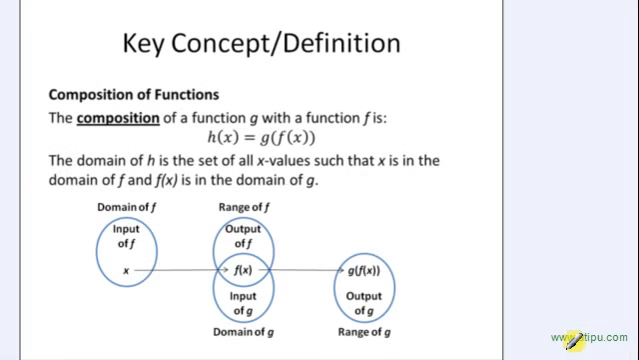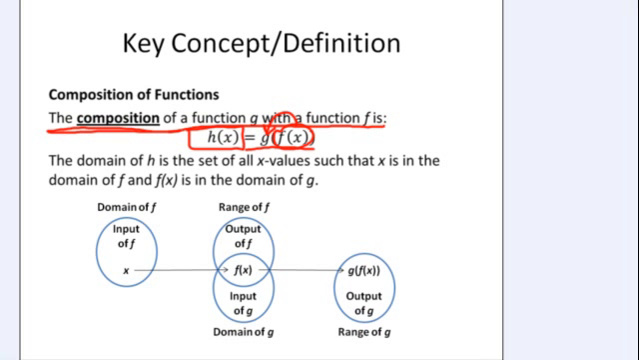A composition of functions is plugging one function into another. So a function g with a function f, well, the composition of a function g with a function f is g of f of x, where we're taking function f and plugging it in to function g. And we define that to be a new function h of x. The domain of h is a set of all x values such that x is in the domain of f and f of x is in the domain of g.